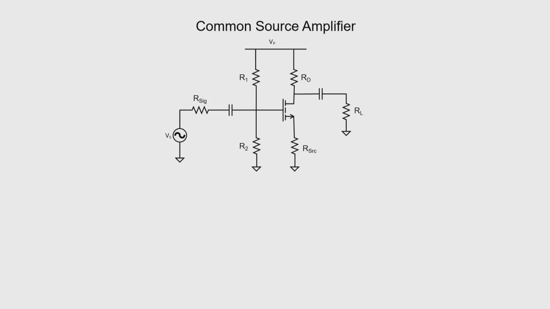This is a common source amplifier. We have a signal over here that we supposedly want to amplify, and that flows through the circuit and drives a load resistor over here at the right. The reason why this is called a common source amplifier is because the source here is not connected to either the signal or the load.